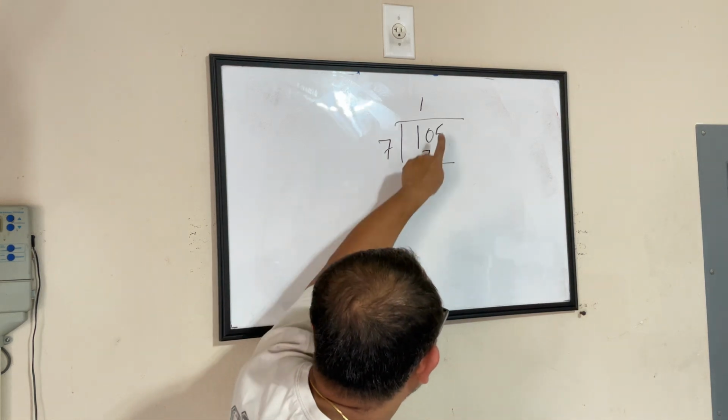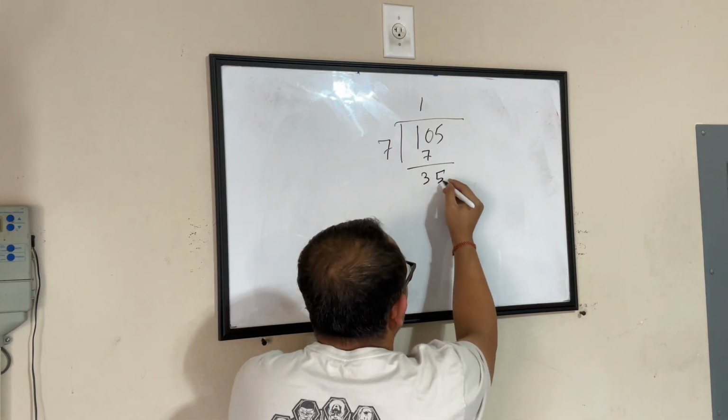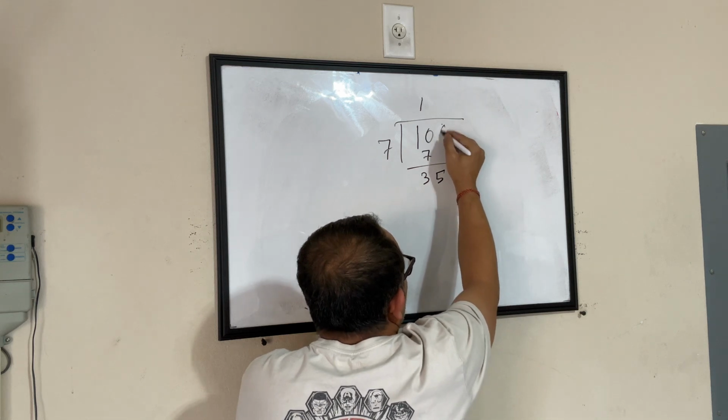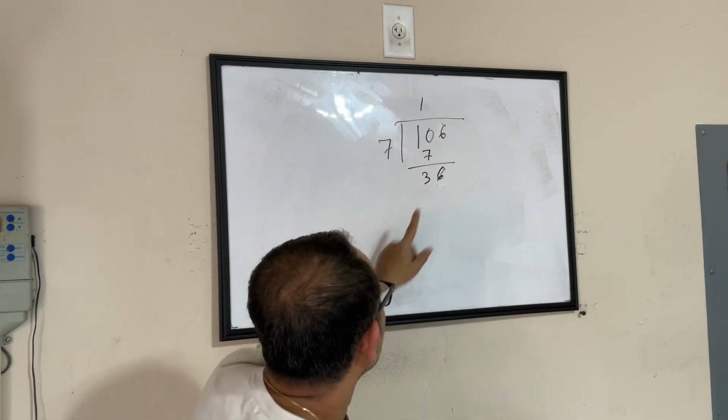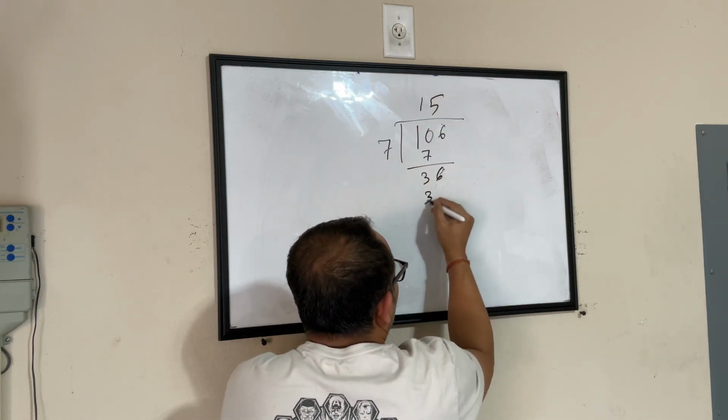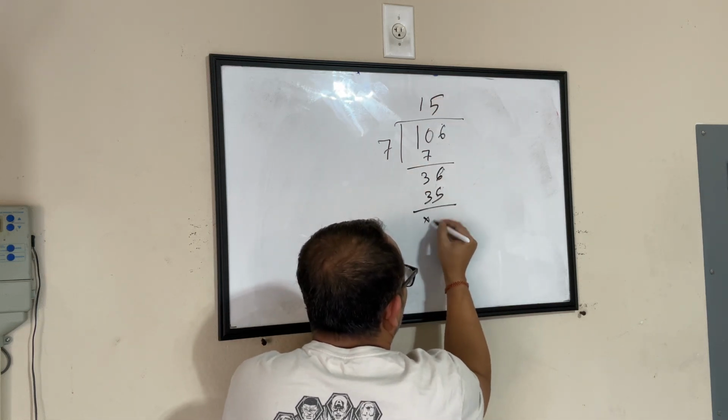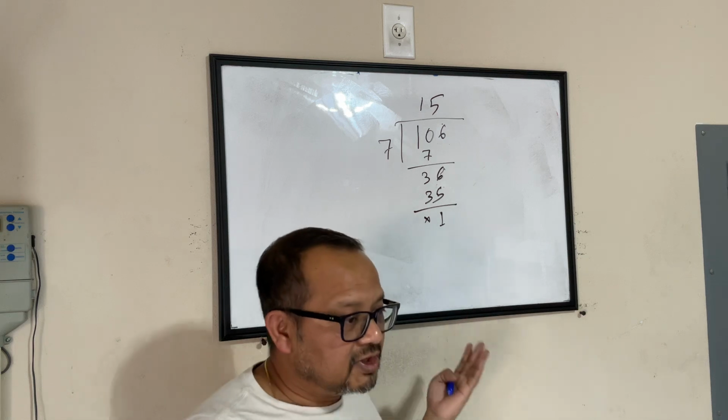Now, what will happen? 5 comes down. Let's say this was 106, okay? So this 6 comes down. 7 5s are 35. 1 remainder. Now you cannot do anything.